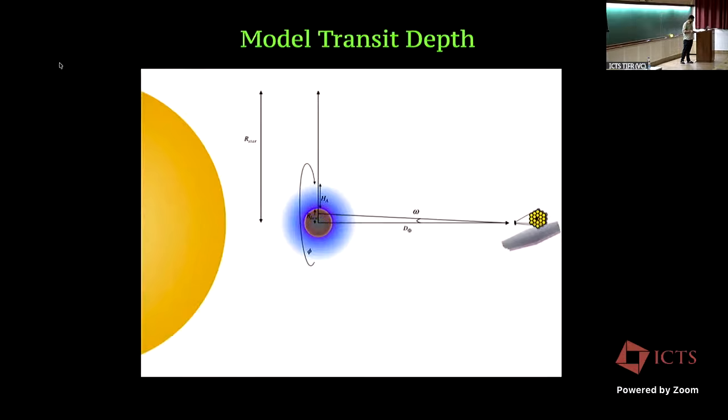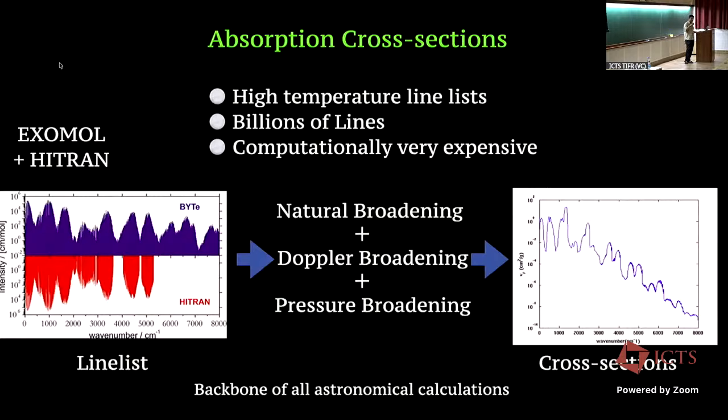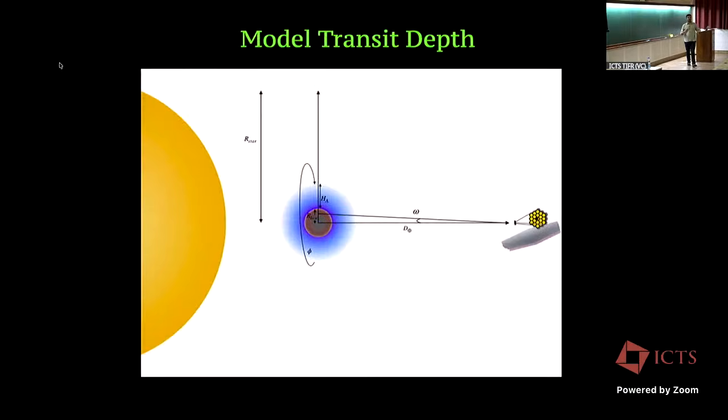Now that I have given you the basics of Beer-Lambert's law and the opacity, we'll see how the model transit depth or transmission spectra can be computed. Let's take this geometry into account. This is your star, this is your planet and the planet's atmosphere, and this is your JWST, which is near Earth. Suppose the planet has a radius R_low, below which it is completely opaque. Imagine that as a solid surface. For hot Jupiters that may not be true, but it's a reasonable assumption.